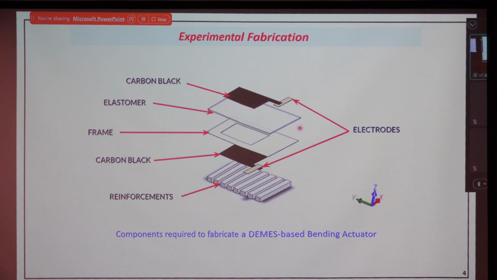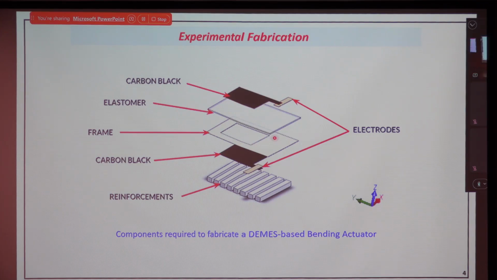For DMS, a frame is required. This is the frame that we have shown. It is a compliant frame, made of PET material. I will show all the material descriptions and geometrical parameters, but first we understand what different components we require to fabricate a simple bending actuator made of DMS. So the second is the frame, and geometrically we have to cut a hollow rectangular section at a particular location.